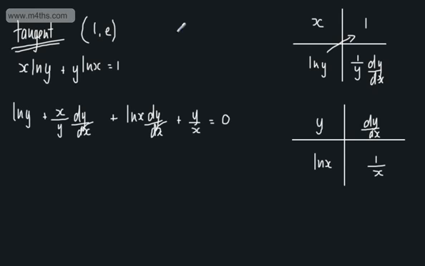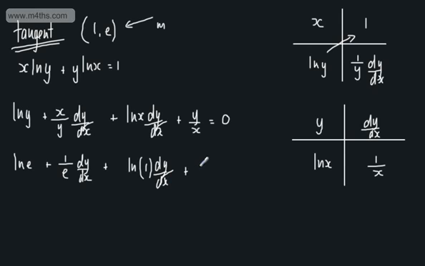So for the tangent, I need now a point that it goes through, which is just there. And we need m, the gradient. Once I've got those, it's going to be a straight line. So what I'm going to do is just write these in and then we'll just evaluate. The natural log of e plus now x over y, which is 1 over e dy dx. So dy dx plus the natural log now of 1. The natural log of 1 is 0, but we'll put this in anyway. So the natural log of 1 dy by dx plus now y over x, which is just going to be e over 1. And that's equal to 0.